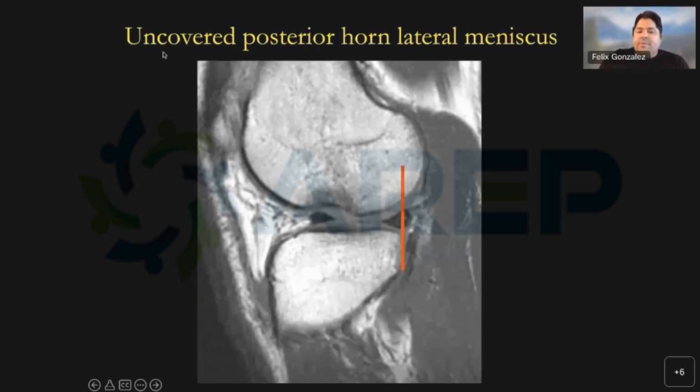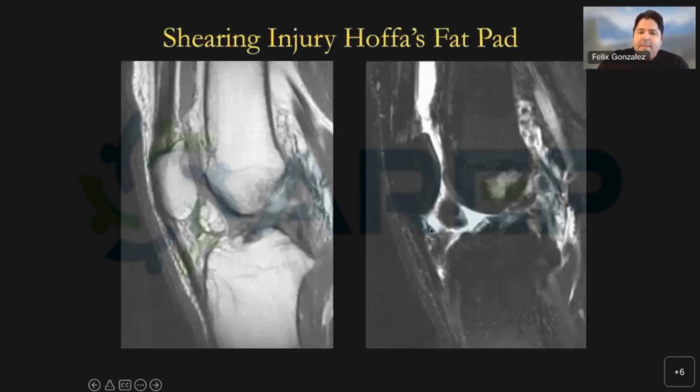This is what we mean when we say uncovered posterior horn of the lateral meniscus. The tibial plateau should fully cover the posterior aspect of the meniscus, and in this case, it's not, right? So a portion, the most superficial third of the meniscus, is not covered by the tibial plateau. That basically means that the tibia is too far anteriorly, and if you see that on MRI, that's a secondary manifestation of an ACL injury.